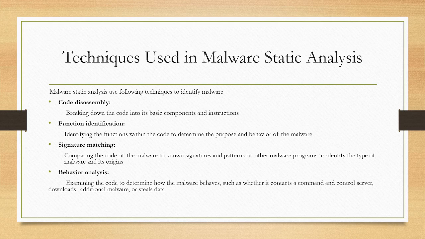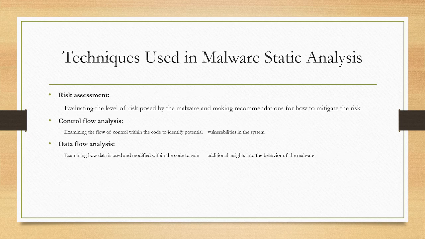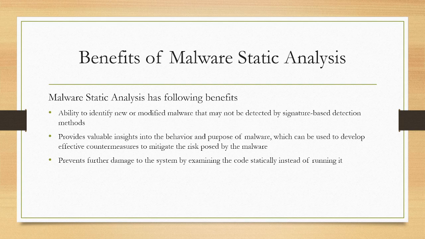Behavior analysis: examining the code to determine how the malware behaves, such as whether it contacts a command and control server, downloads additional malware, or steals data. Risk assessment: evaluating the level of risk posed by the malware and making recommendations for how to mitigate the risk. Control flow analysis: examining the flow of control within the code to identify potential vulnerabilities in the system. Data flow analysis: examining how data is used and modified within the code to gain additional insights into the behavior of the malware.